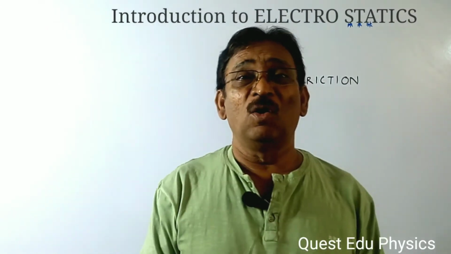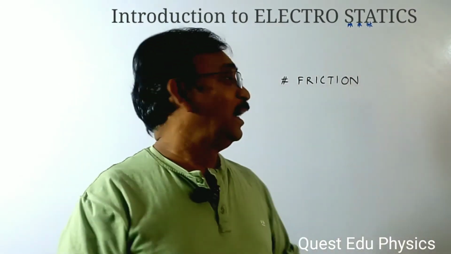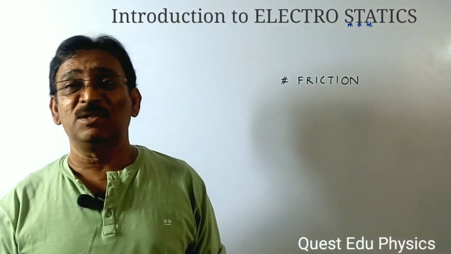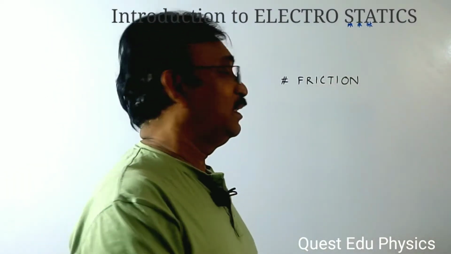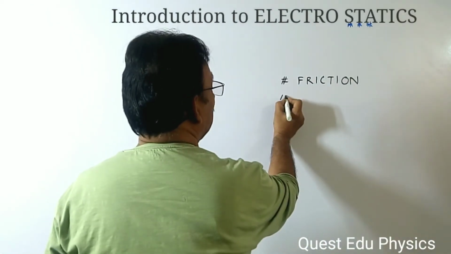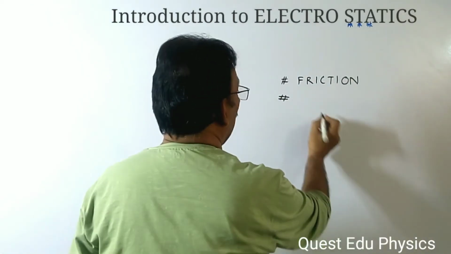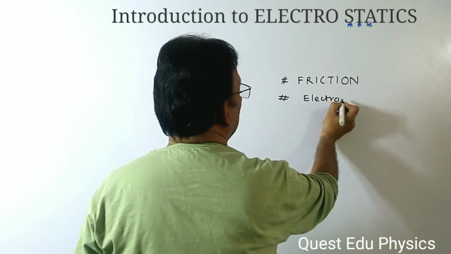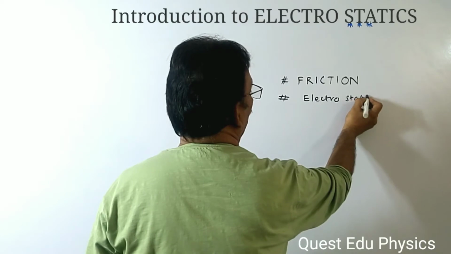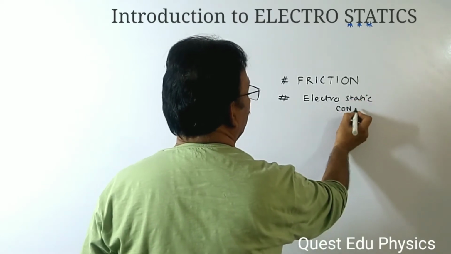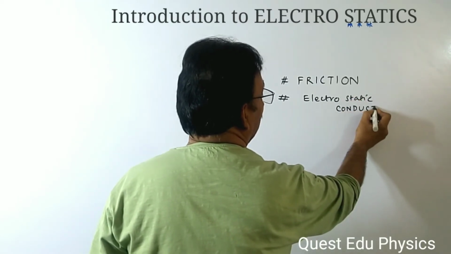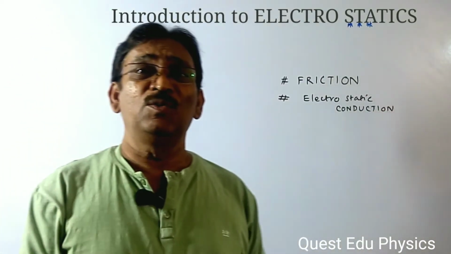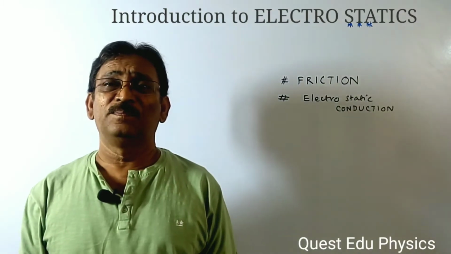Here I am talking about how charges are produced. I said by the method of friction you can produce a charge. And what is the second one? Charges can be produced by means of electrostatic conduction. Electrostatic conduction is one more method to produce charges.